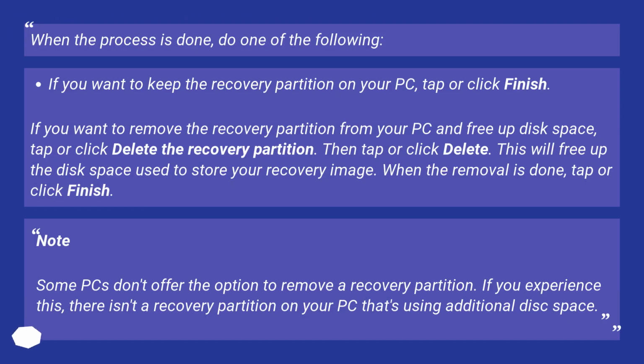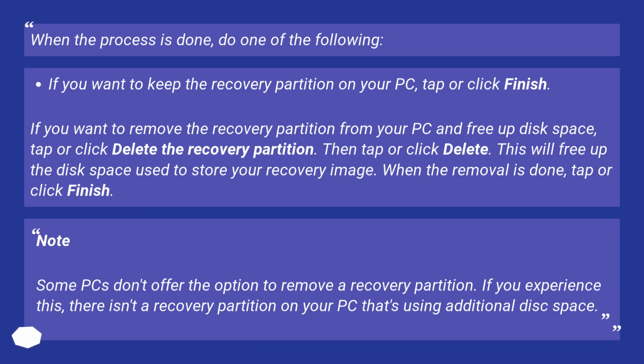When the process is done, do one of the following. If you want to keep the recovery partition on your PC, tap or click Finish. If you want to remove the recovery partition from your PC and free up disk space, tap or click Delete the recovery partition. Then tap or click Delete. This will free up the disk space used to store your recovery image. When the removal is done, tap or click Finish.